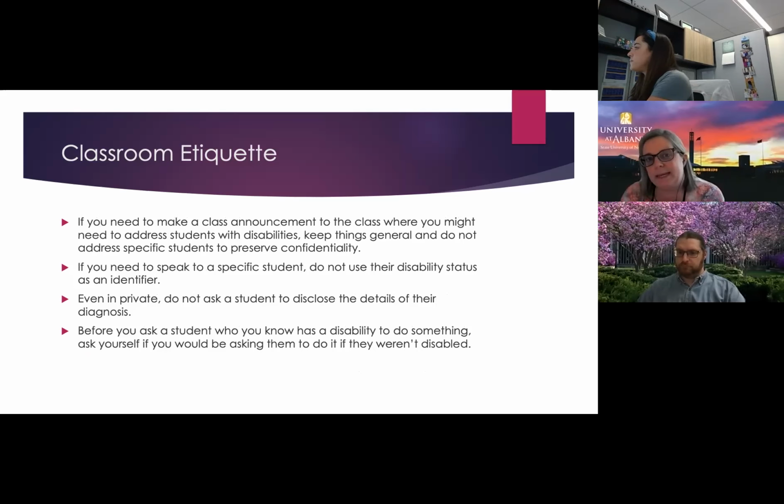So some classroom etiquette. And a lot of this is just being aware of what you're saying and practicing some cultural competence. But for example, if you need to make an announcement to the class where you might be wanting to address students with disabilities, keep it general. So for example, when I'm teaching and I talk about a test that I'm going to be giving, and I say I'll be dropping the test off to the DRC for students who need to take it, I say it exactly like that. And I make sure that I don't make eye contact with the students who I know are registered with the DRC.